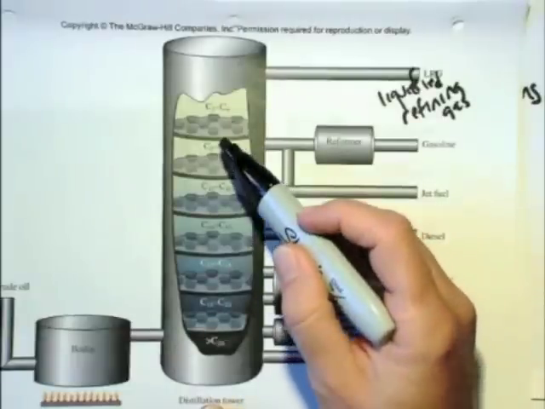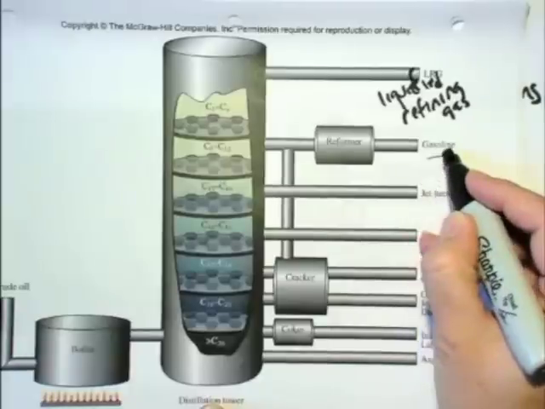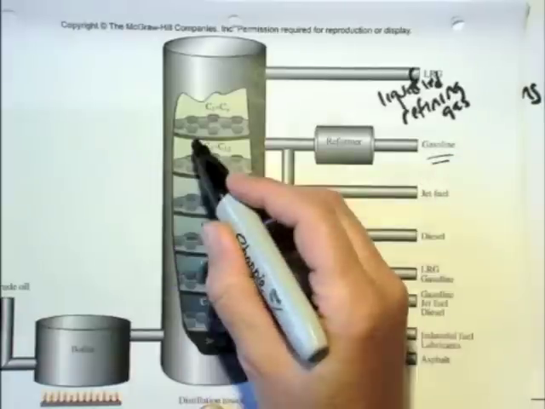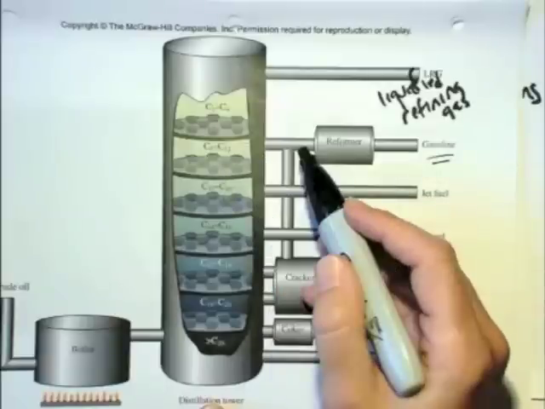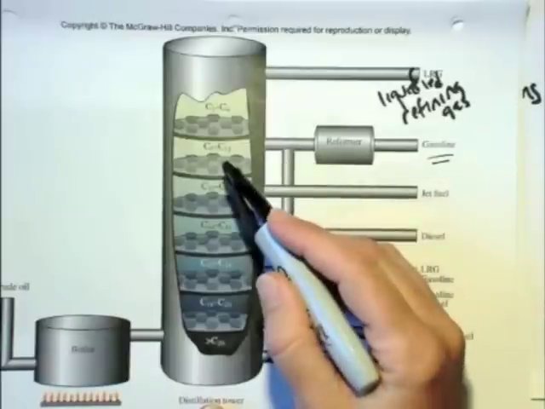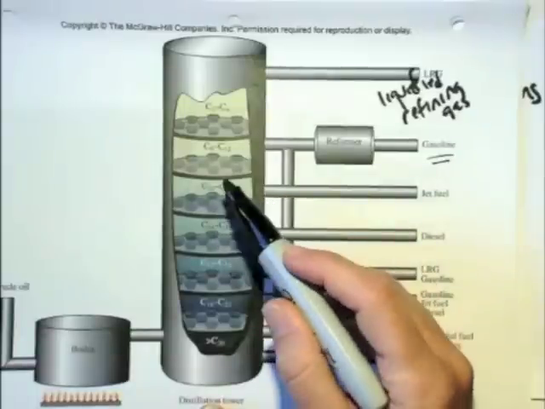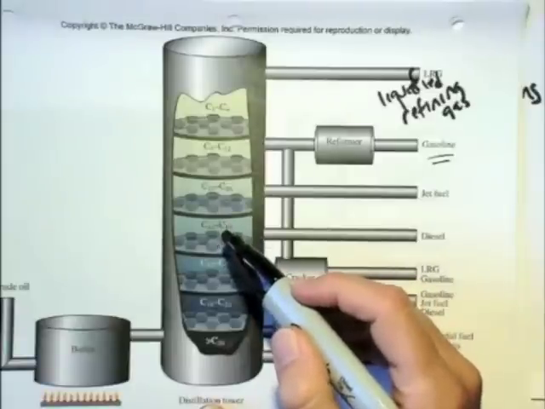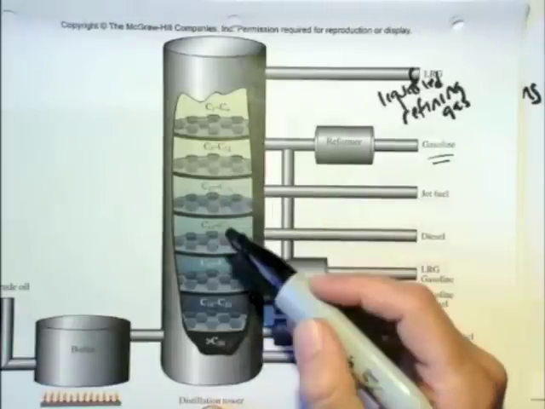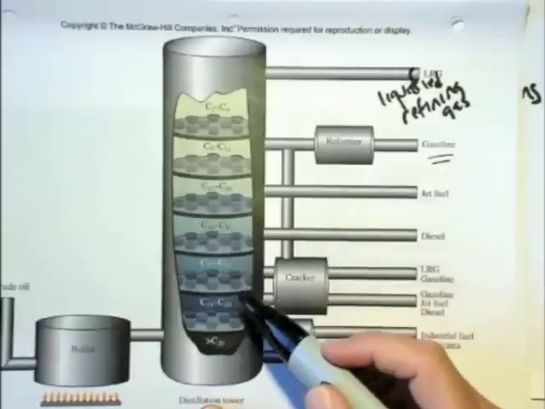And then you get to the next fraction down, C5 through C12. That's the fraction where we find gasoline, because the most common octane is what we call gasoline, but it's really a mixture. And then jet fuel is heavier, and then the diesel fuel is even heavier. It's oilier. If you've ever seen diesel fuel versus gasoline, it's an oilier liquid mixture.